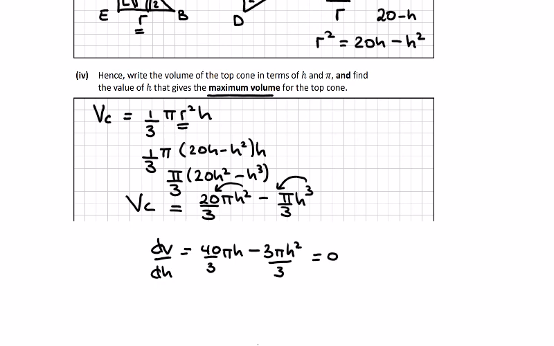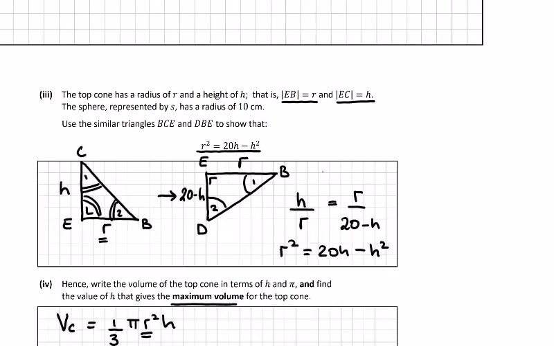This will be equal to 0 for the max value, so they'll be equal to each other. 40 pi H over 3 will be equal to pi H squared, multiplying by 3, dividing by pi, and dividing by H. We'll be left with H is equal to 40 over 3. And I think that's in centimeters.